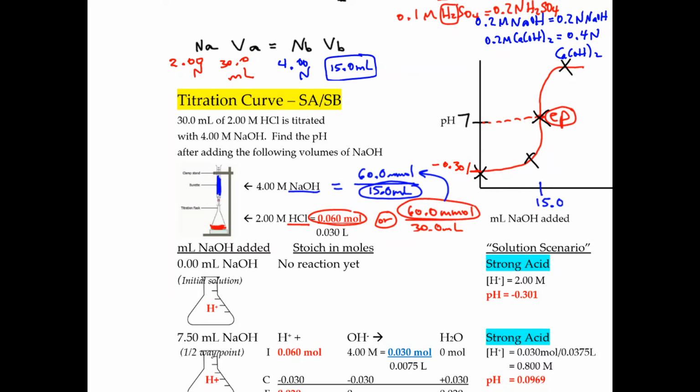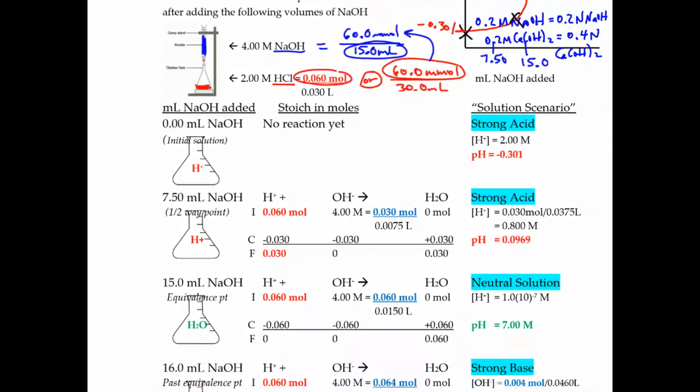Then let's add a bunch of NaOH. Let's make it the halfway point. The halfway point is going to be halfway to the equivalence point, so this has to be 7.50 milliliters of NaOH. So now we're going to go back and do our stoich in moles. Let's move this up a little bit. So here's our stoich in moles. We have 0.060 moles. I did moles instead of millimoles here, so this is the HCl. Now if I only added 7.5 milliliters of a 4 molar, I got 0.03 moles. So you can see that this is going to run out, and I have 0.03 left over, and I made 0.03 of water. This is water. It's not really going to affect anything. I have 0.030 moles of H plus left.